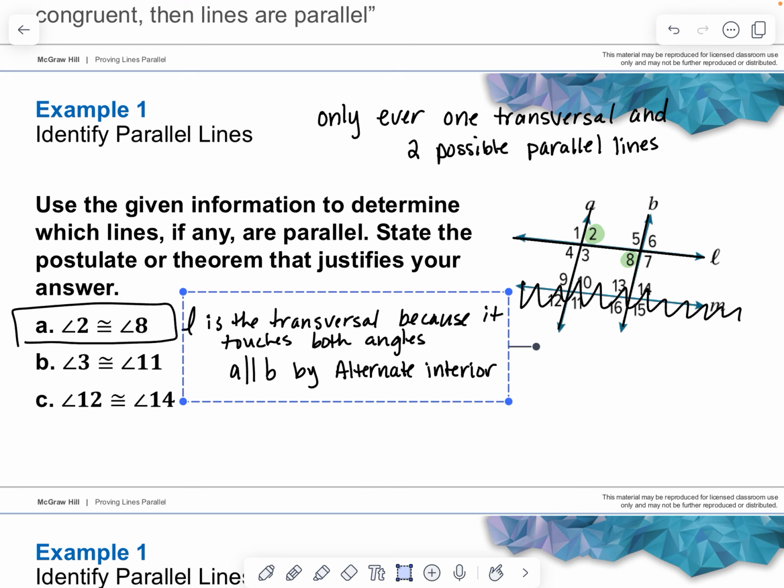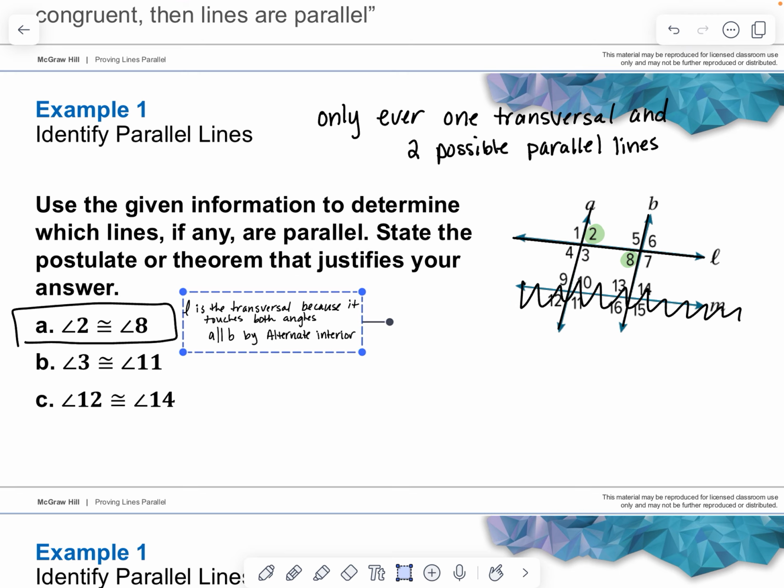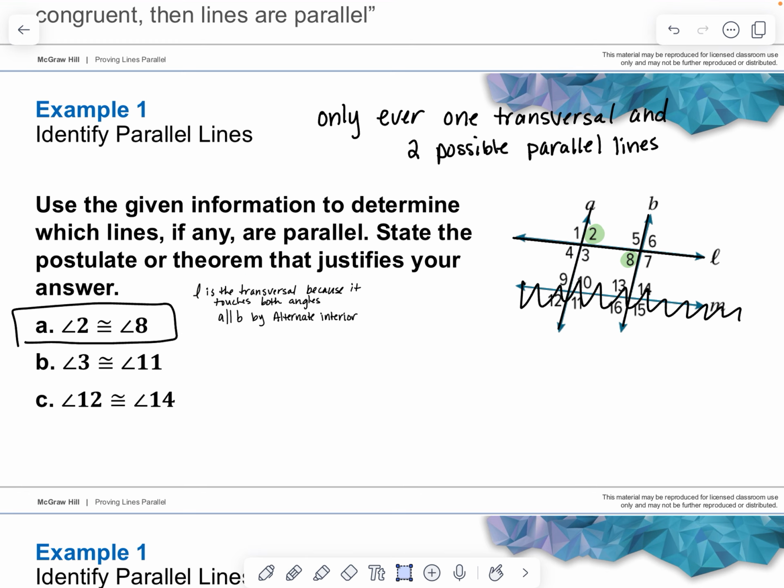I'm going to make that smaller and get her out of the way. There we go. Start over again. So we're going to go a little faster now.